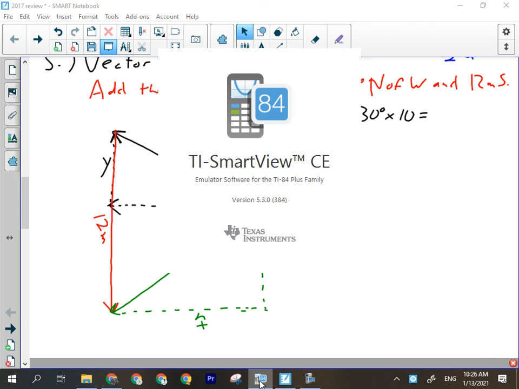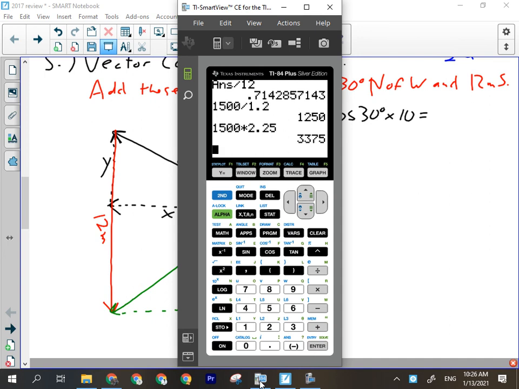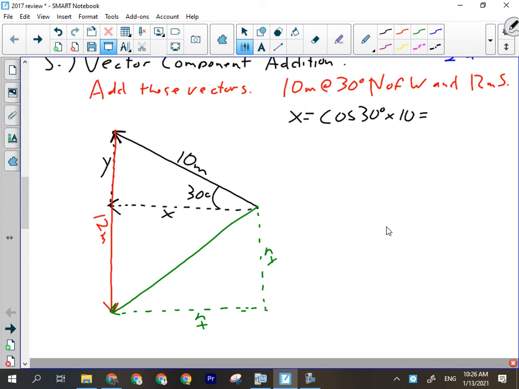I'm so glad I have this new calculator now because I can go back and steal all the numbers. I don't have to write them all down, okay? Like I did before. So we got cos of 30 times 10, so we got 8.66. That's all I'm gonna write. I'll go back and steal the full number later. So 8.66 meters, and that is west.